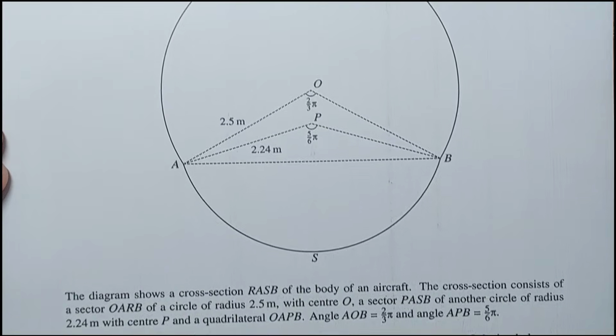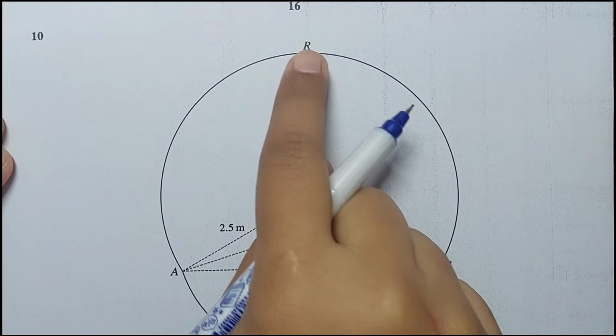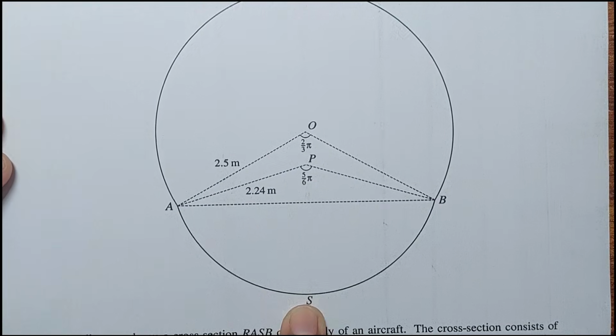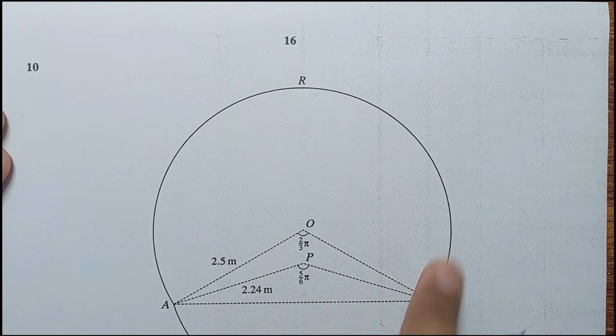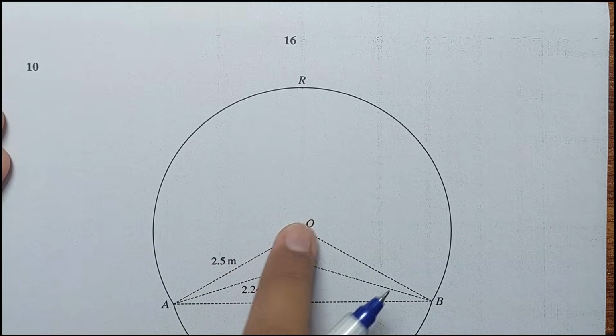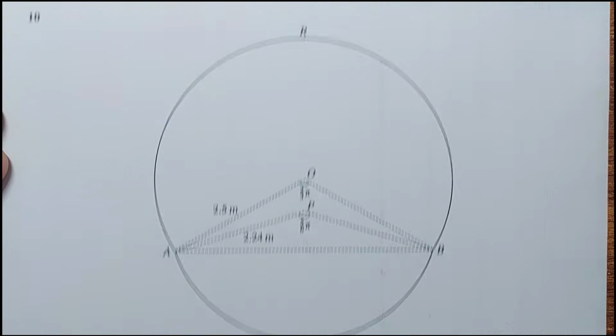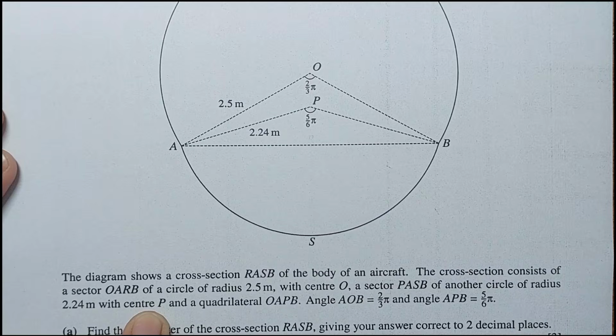Question number 10. The diagram shows a cross section RASB of the body of an aircraft. The cross section consists of a sector OARB of a circle of radius 2.5 meters. Okay, we have O, A, R, and B. This is a sector of a circle with the center O and the radius is 2.5. OA is 2.5, OB is 2.5, with center O. And a sector PASB of another circle of radius 2.24 meters with the center P.